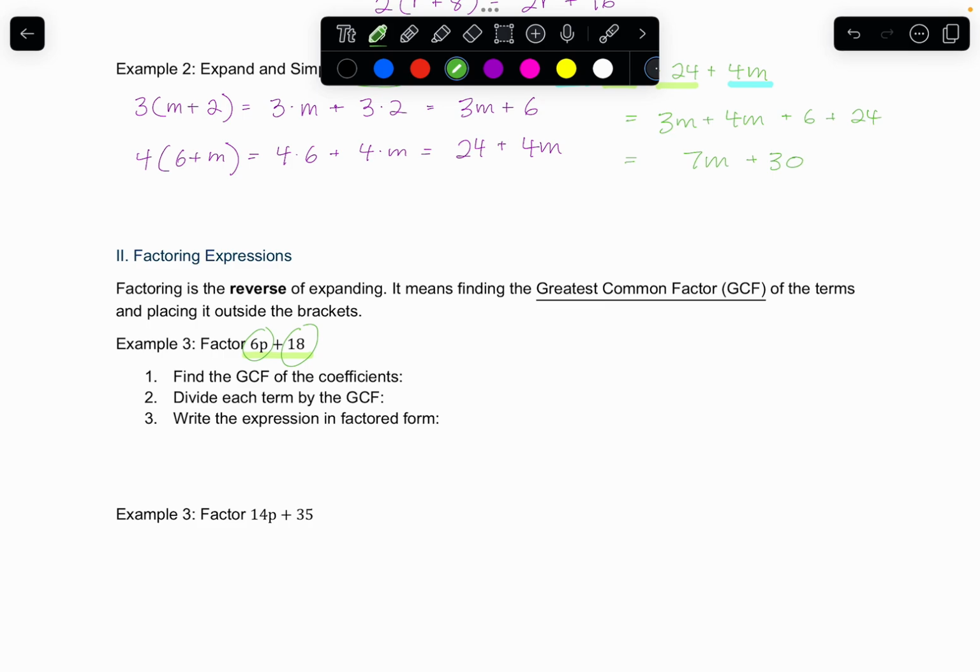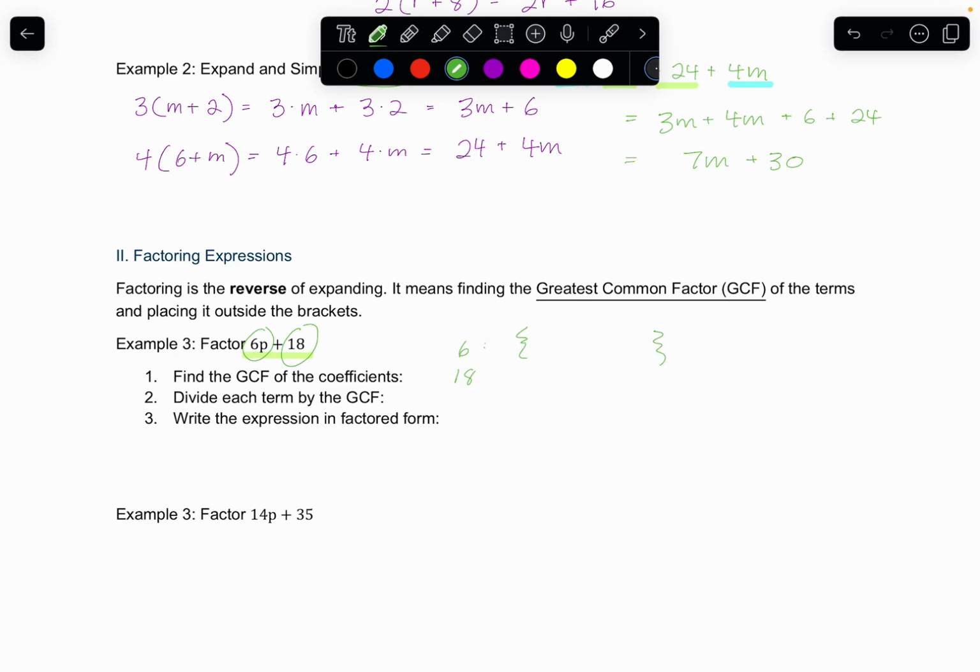Our steps look like this. The first one says find the greatest common factor of the coefficients. Well, we have 2 coefficients. So 6 is a coefficient and 18 is a coefficient. And we'll find the greatest common factor of these. Let's list all of our factors of each one. So I'm going to list the factors of 6.